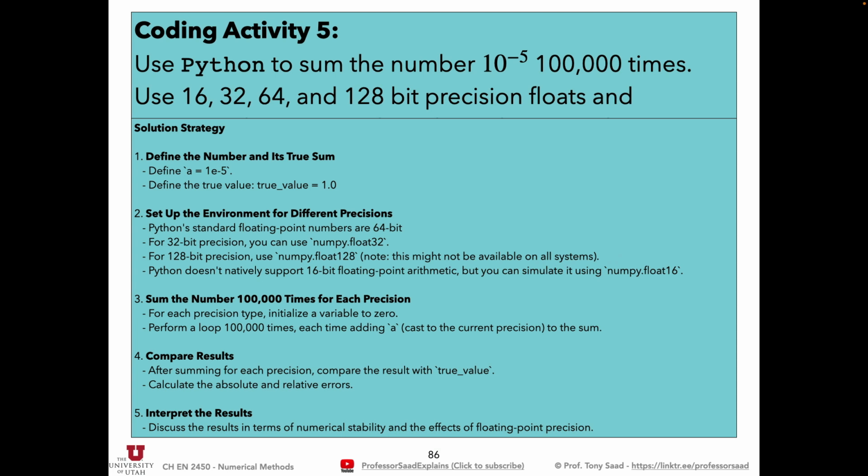So what do you think we're going to get? Which one is going to be the closest to 1? 128 bits, 64 bits, 32 bits. Yeah, 128. The worst one is going to be 64 bits. Worst is going to be 32. The worst one is going to be 16 bits. Okay. Then we're going to add all of those numbers in a for loop, and then we're going to compare the result. All right?